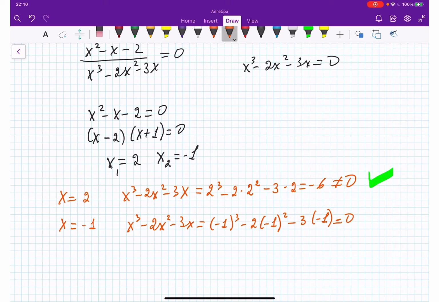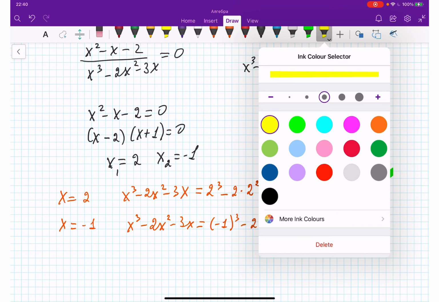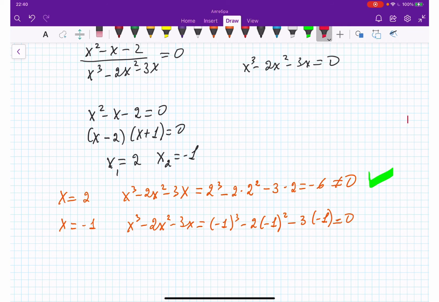So what does that mean? That means that x equal to negative 1 is not going to work, right? This one is not going to be a solution because negative 1 turns the denominator to 0. So the only answer we have is x equal to 2. So there will be only one solution, okay?